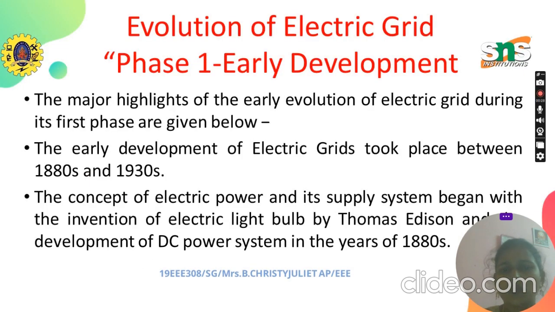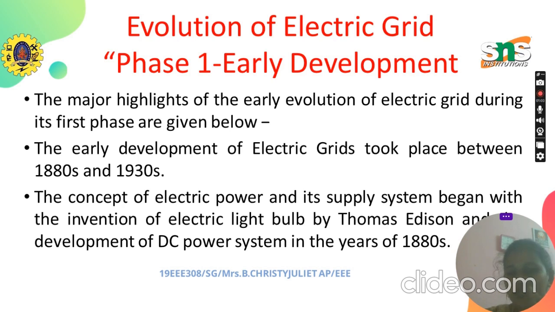Now, how has this electric grid actually evolved? Let's discuss that in detail in the upcoming videos. We can split the evolution of the electric grid into 4 phases: phase 1, phase 2, phase 3 and phase 4. And in each phase drastic changes have occurred. The electric grid has undergone many advancements, many changes.